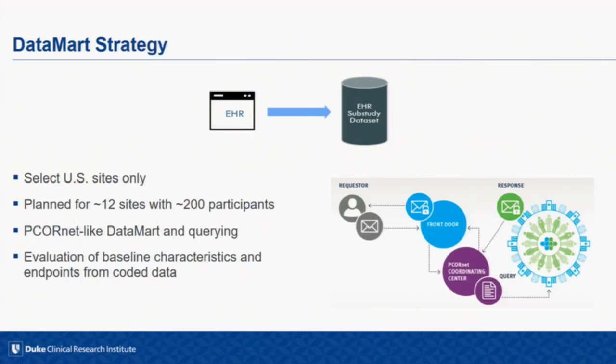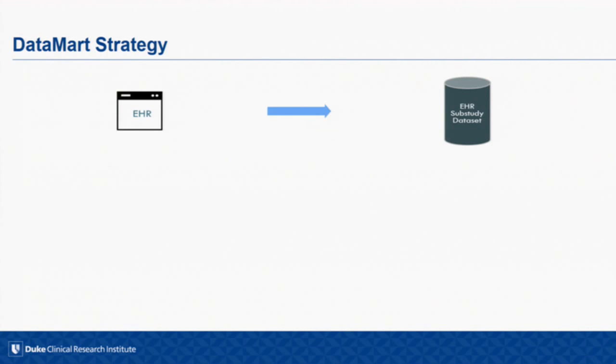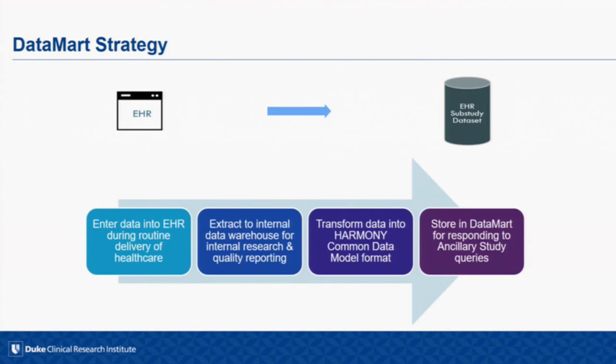So again, we're using this data mart strategy to evaluate baseline characteristics and endpoints from coded data. Now that little blue arrow in the middle, between the simple idea of an EHR and this EHR sub-study data set, is a lot of really important, huge pieces. I just wanted to make sure people knew there's a lot of work here, some of which just happens, but some of which is really specific to this type of work and ended up being a stumbling block for a number of the sites.